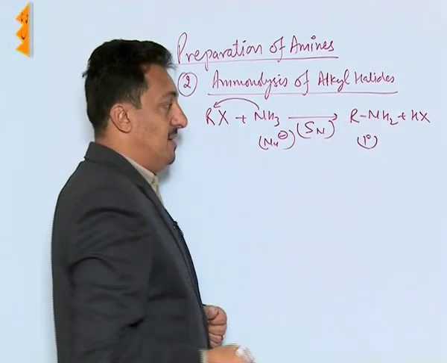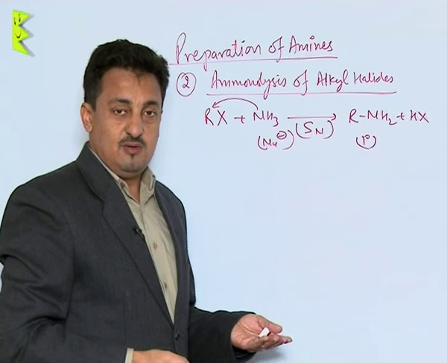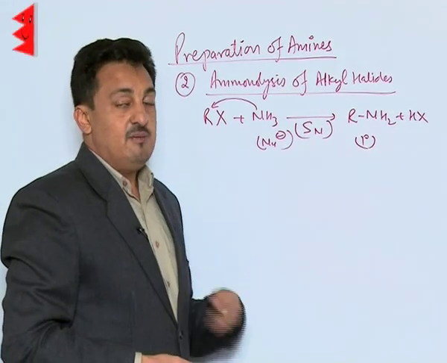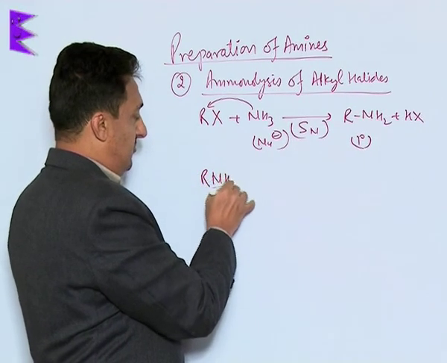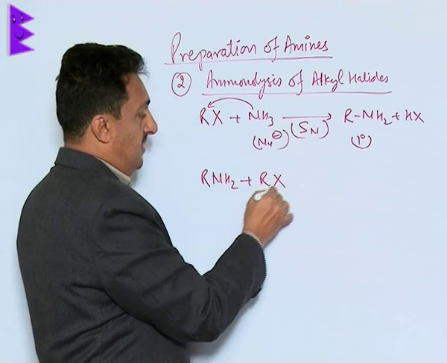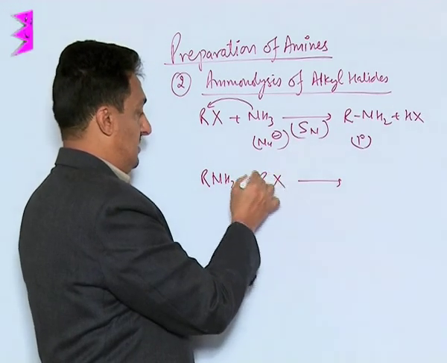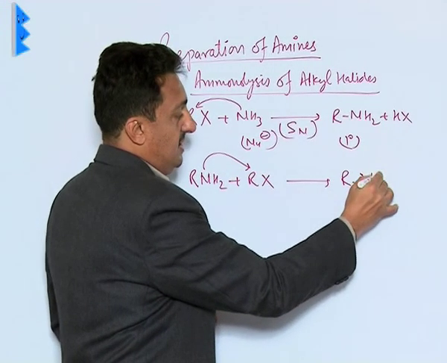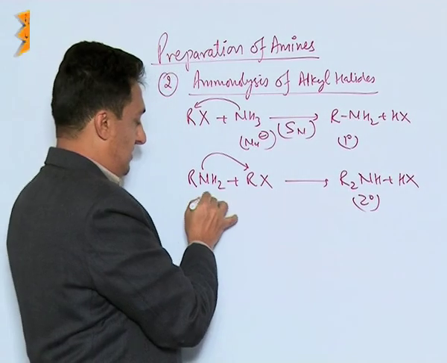Now, the primary amine formed is a stronger nucleophile. Therefore, further reaction takes place, which gives us a mixture of different amines. It's like this. This RNH2 will again react with one more molecule of RX, and this will attack here. This will give you R2NH and HX. So we get secondary amine.